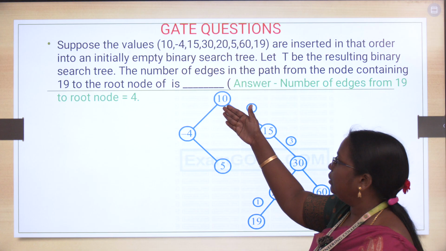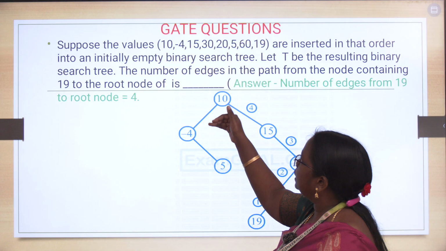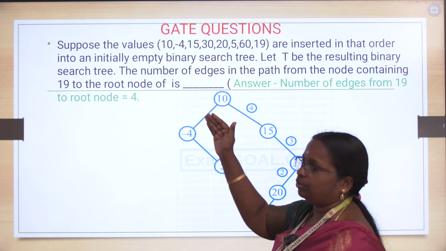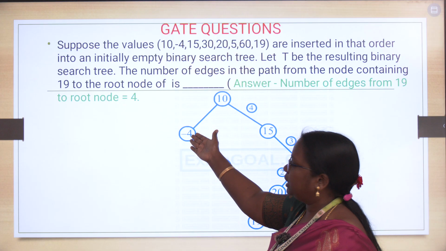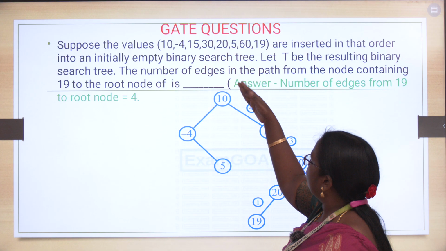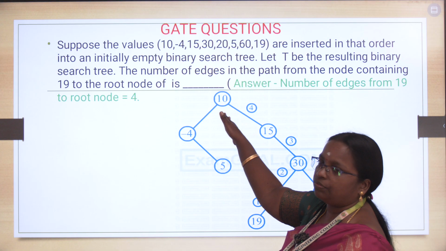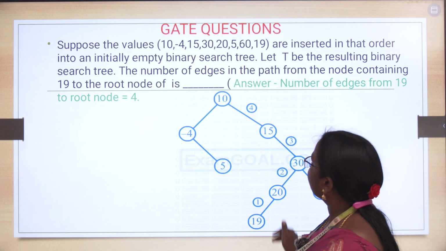What is the first one? The first one is the root node. I have made it 10. What is the next value? It is minus 4. That is less than the root value 10, so it must be constructed on the left side: minus 4. Next I have to take 15. 15 is greater than 10, so I have to take the right side: the 15 value.